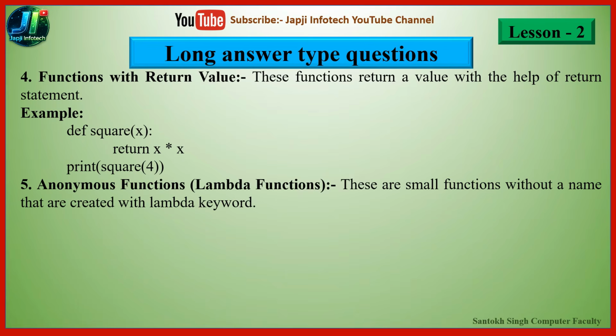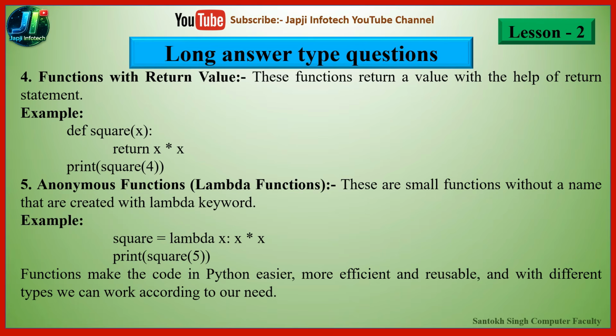And the fifth one is anonymous function or lambda function. These are small functions without a name that are created with the lambda keyword. An example is square = lambda x: x * x, print(square(5)). So functions make the code in Python easier, more efficient and reusable, and with different types we can work according to our need.